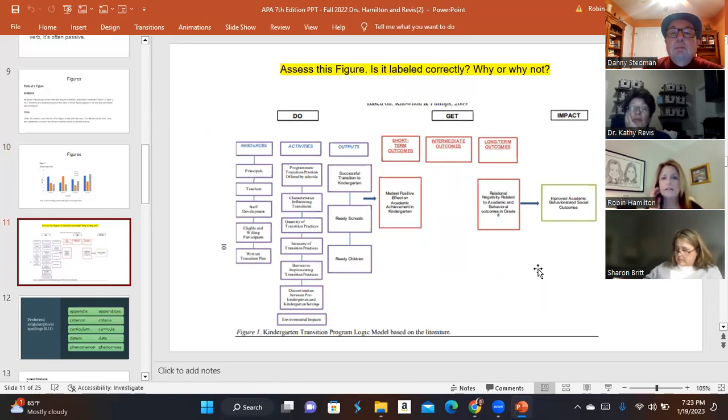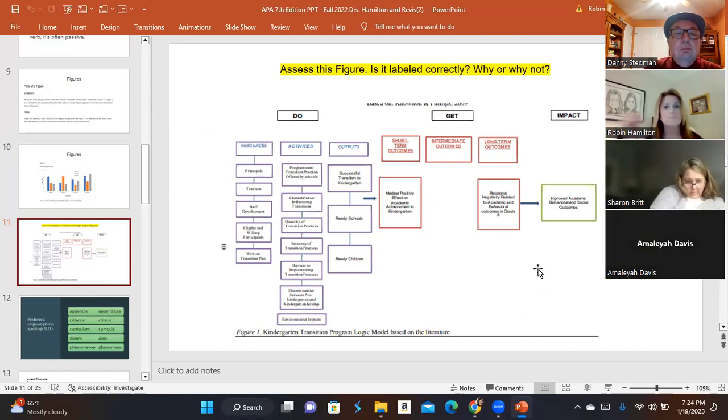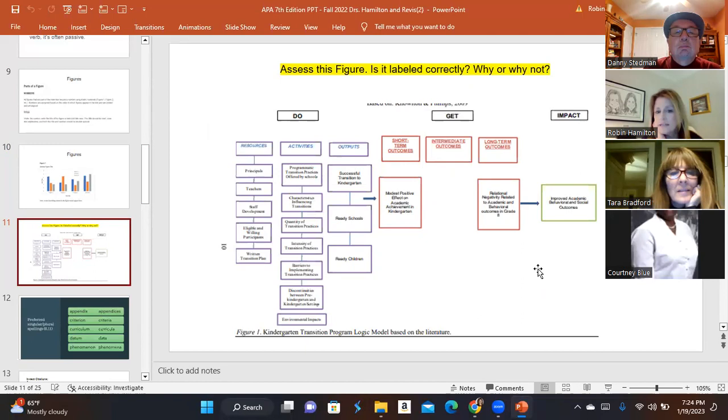So here's an example of a figure. Is it labeled correctly? Why and why not? I'm going to give you just a minute to look at this and tell me what we need. Well, it doesn't have figure 1 or 2 at the top. It has it at the bottom. It has to be at the top. That's right. The title needs to be left justified. And there's no note, correct?